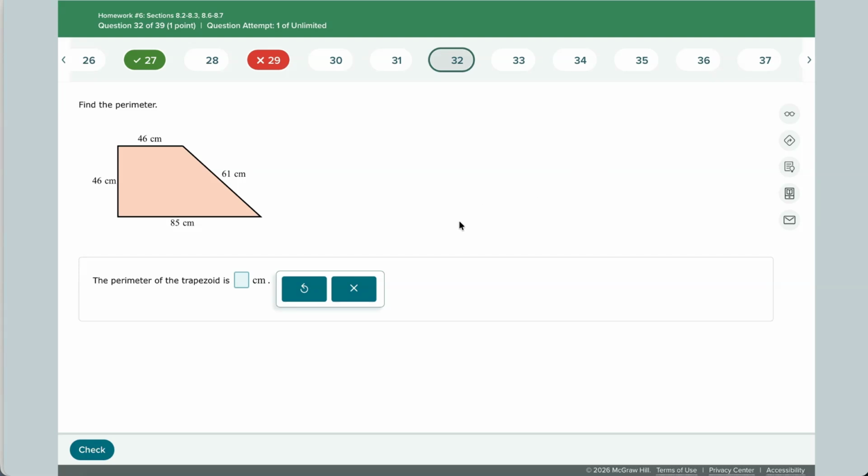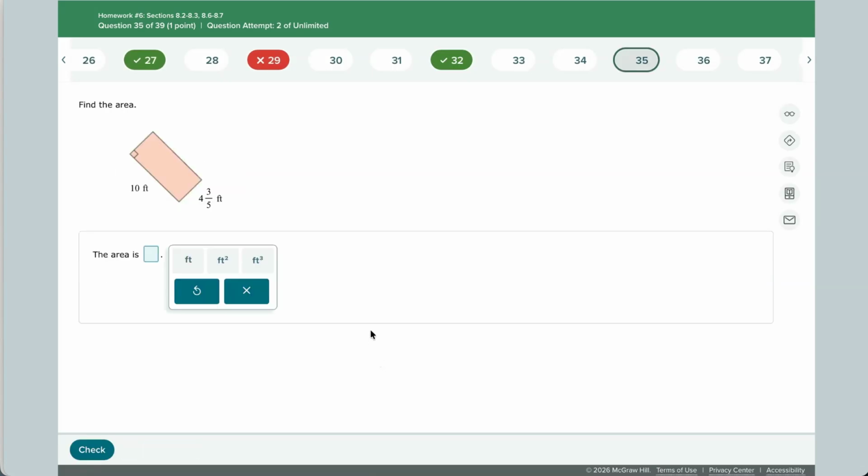And then you have problems where you need to find the perimeter. The perimeter is just counting up all the sides. So you're just going to add up all the sides. So we have 46 plus 46 plus 61 plus 85. 238 centimeters.